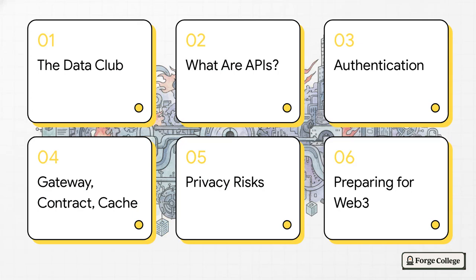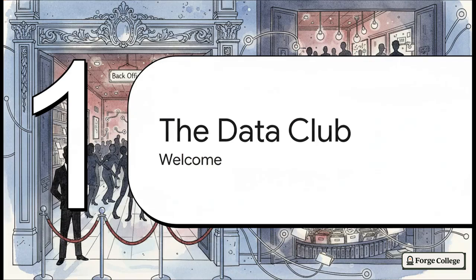Okay, let's dive into this. Here is the blueprint for today's exclusive nightclub tour. We're going to start at the data club, uncover what APIs actually are, look at how you show your ID, break down a really useful three-part mental model, expose some of the big privacy risks, and finally, prepare ourselves for Web 3.